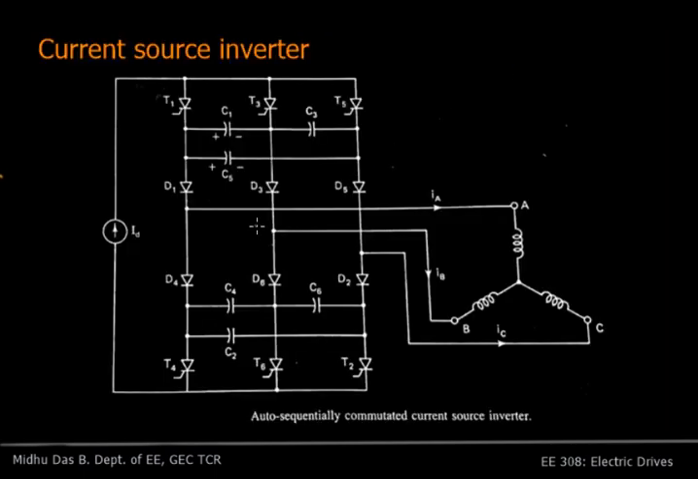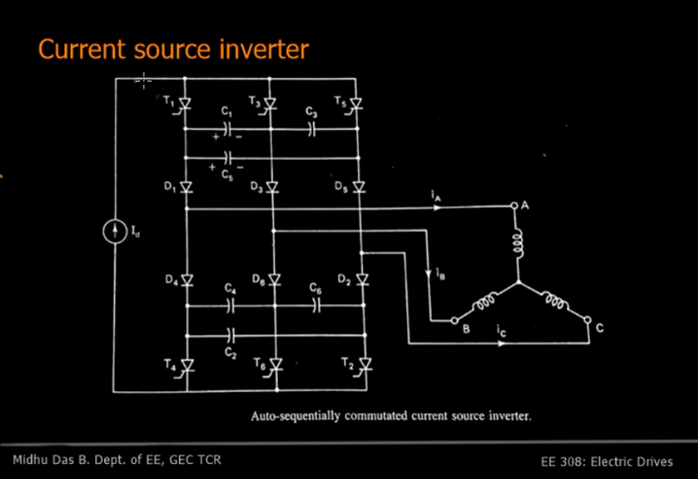Now this circuit shows the current source inverter. I hope you are familiar with the auto sequentially commutated current source inverter. Here you can see these thyristors are turned on in the order of these numbering: T1, T2, T3, T4, T5, T6. What are these capacitors for? These capacitors are used for the commutation of these thyristors. There is no natural commutation here.